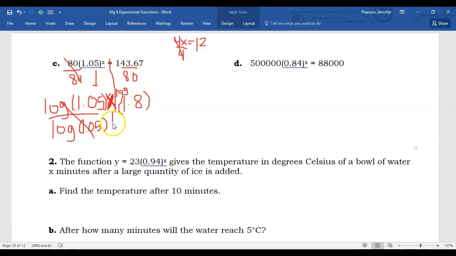Bam. And this x is going to drop down. And then on this side, we're also going to divide by log 1.05. We do both operations on both sides of the equation to keep it balanced. So I'd have log of 1.8 divided by log of 1.05.